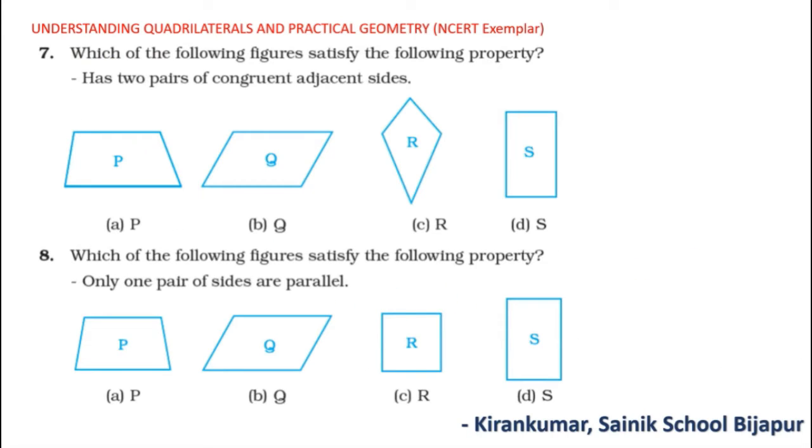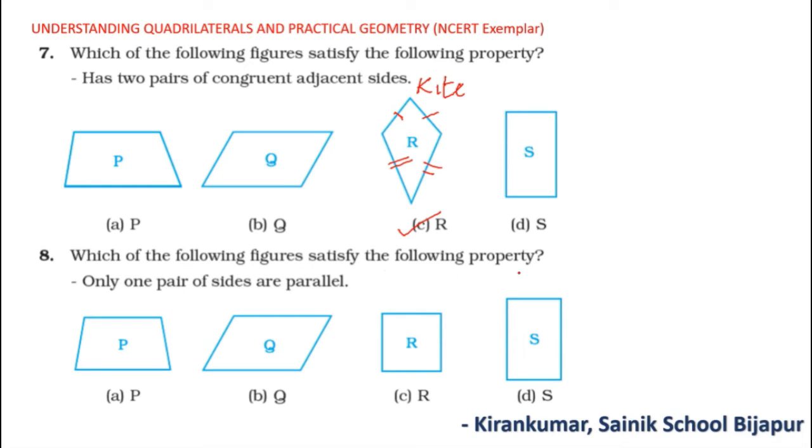Question number 7. Which of the following figures satisfy the following properties? It has got 2 pairs of congruent adjacent sides. 2 pairs of congruent adjacent sides is present in a kite, and this is a kite. The 2 pairs will be congruent. This is kite. So the right answer is option C.